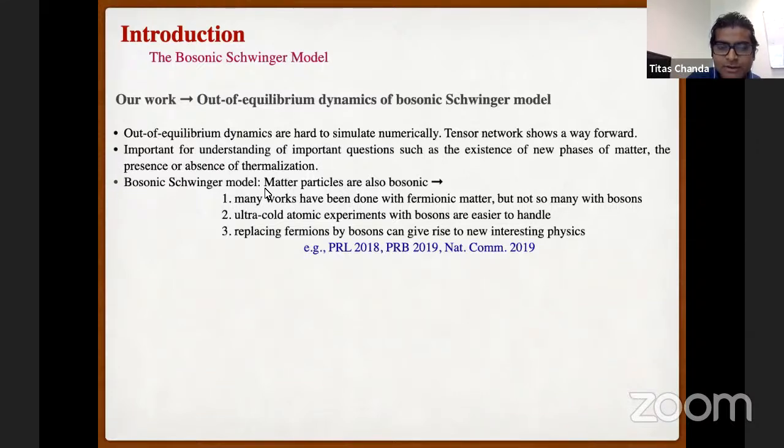And in the Bosonic Schwinger model, the matter particles are also bosonic. It is interesting because already many works have been done with fermionic matter, but not so many with bosons. Whereas in ultra-cold atomic experiments, bosons are much easier to realize compared to fermions. So from the experimental point of view, considering bosonic matter is very important. And also, there are several papers that show that replacing fermions by bosons can give rise to new interesting physics.